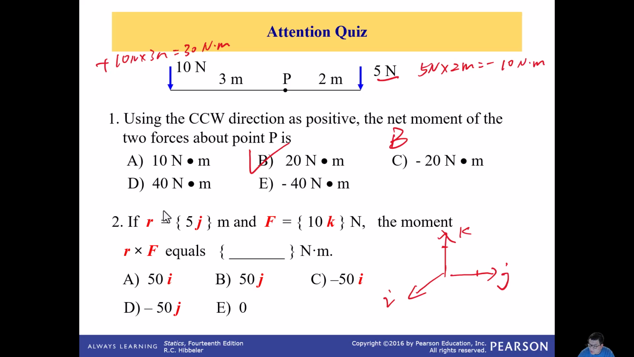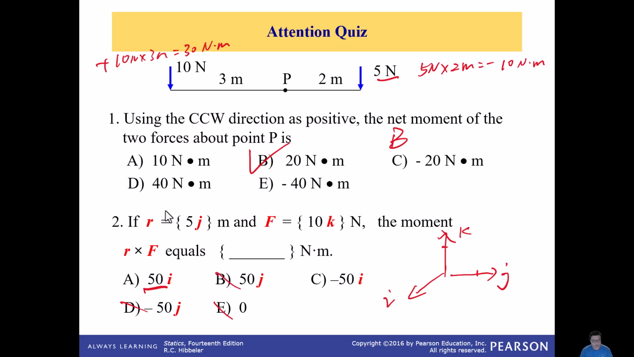So let's look at another question. If the direction vector is 5j and the force vector is 10k, the moment, the r cross product of F, equals what? Because the direction vector is just in the j direction and the force vector is just in the k direction, the cross product will definitely be in the i direction. So that's why B, D, E are all wrong answers.